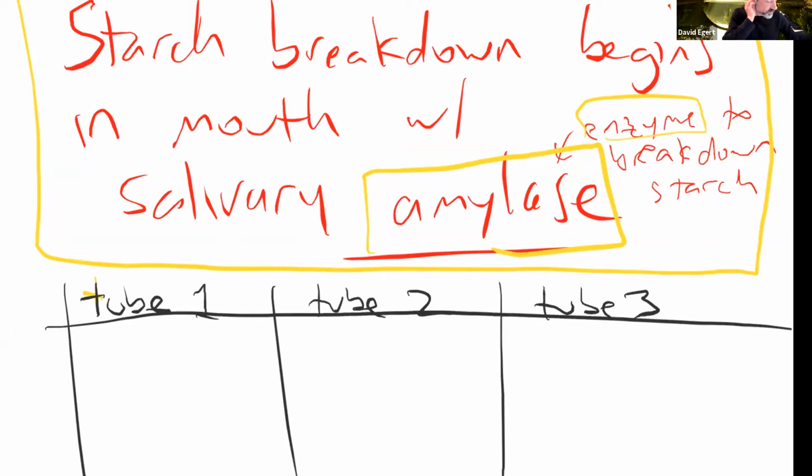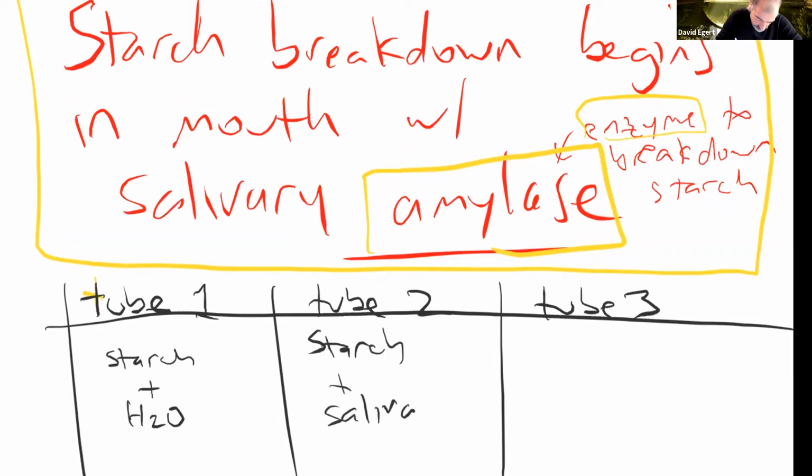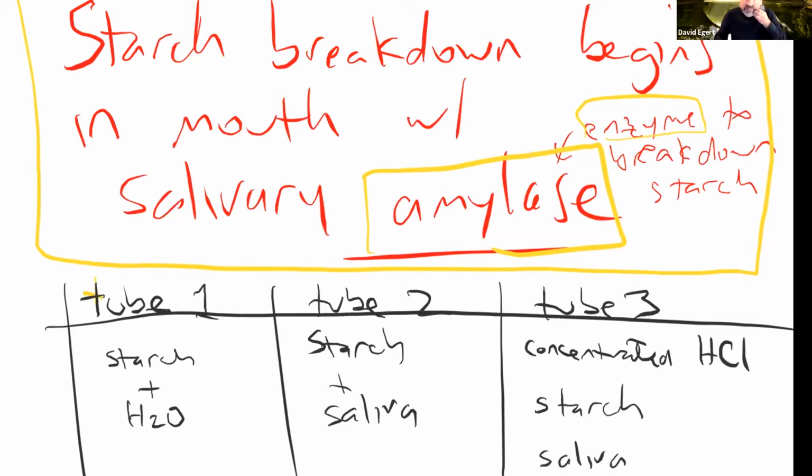So we have these test tubes. In the first test tube, we're just going to have starch and water. We're going to let this sit at body temperature for about half an hour and see what happens. Another one is going to have starch and saliva, and we'll let that sit for half an hour at body temperature. The last one is going to have concentrated hydrochloric acid and starch and saliva, and we'll let that sit for half an hour.